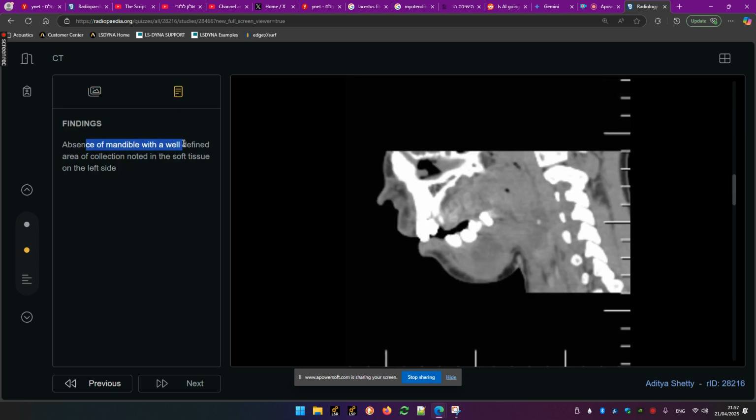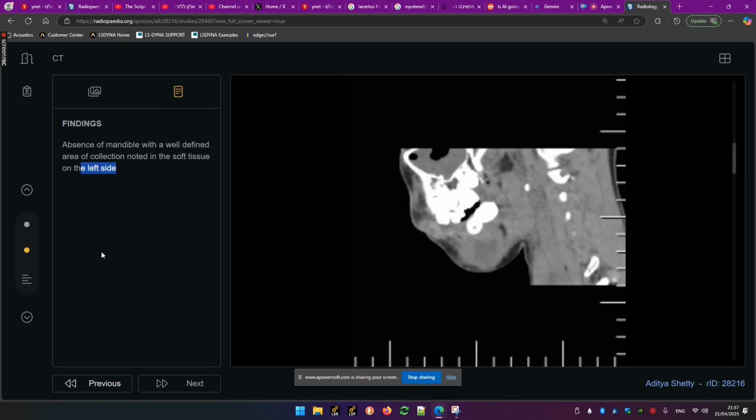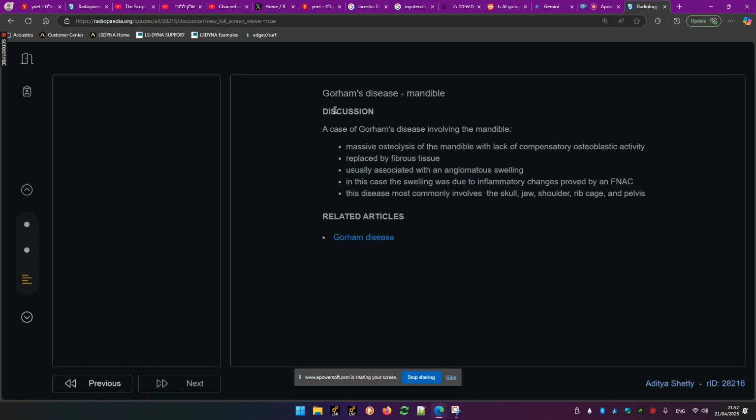Okay. Absence of mandible, we know, with a well-defined area of collection noted in the soft tissue on the left side. I think I found it. So what is it? Gorham disease of the mandible, a case of Gorham disease involving the mandible. Massive osteolysis of the mandible with lack of compensatory osteoblastic activity, replaced by fibrous tissue usually associated with angiomatous swelling. So it's not an abscess.